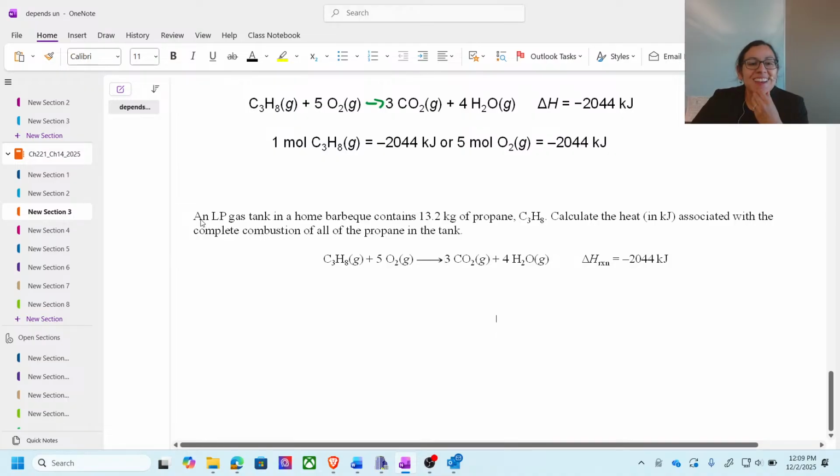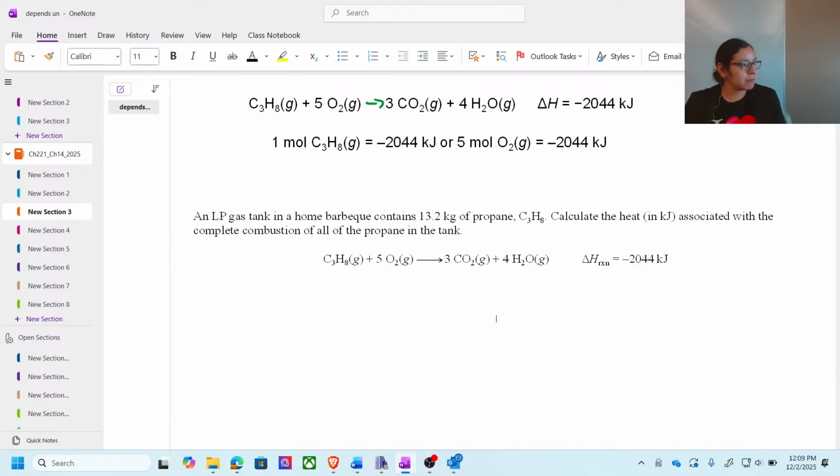No, I'm joking. So we're looking at a propane tank in our home barbecue, has 13.2 kilograms of propane. And so calculate the heat in kilojoules associated with the complete combustion of all the propane. And again, you're given what 1 mole amount releases. So how might you figure this out? So again, I'll give you a minute or two to get started.